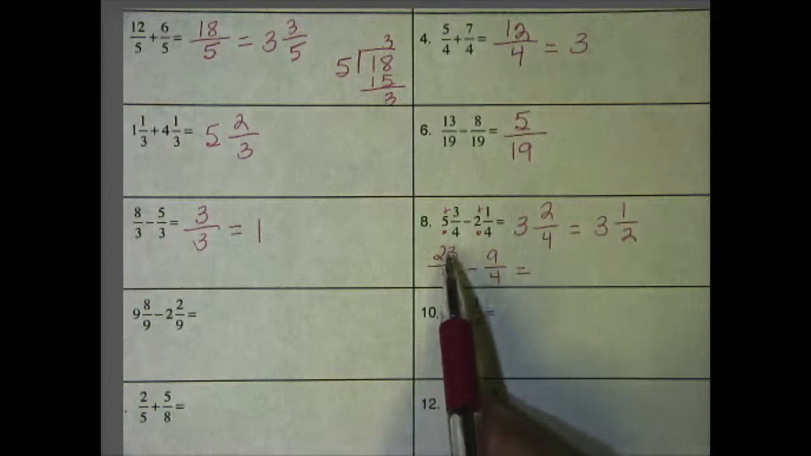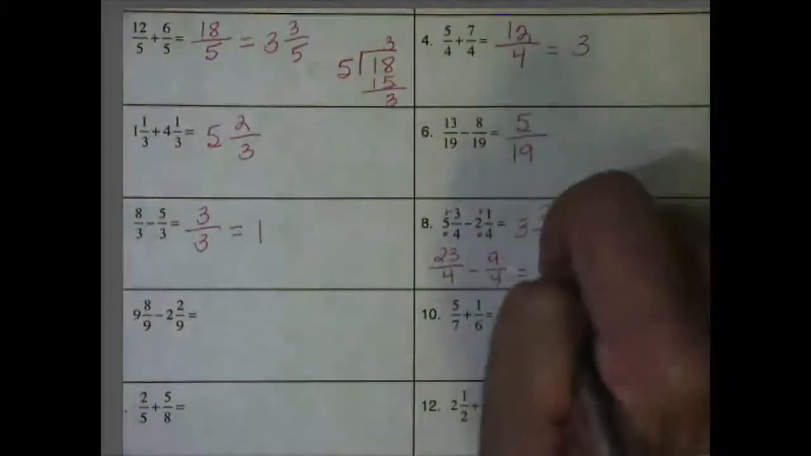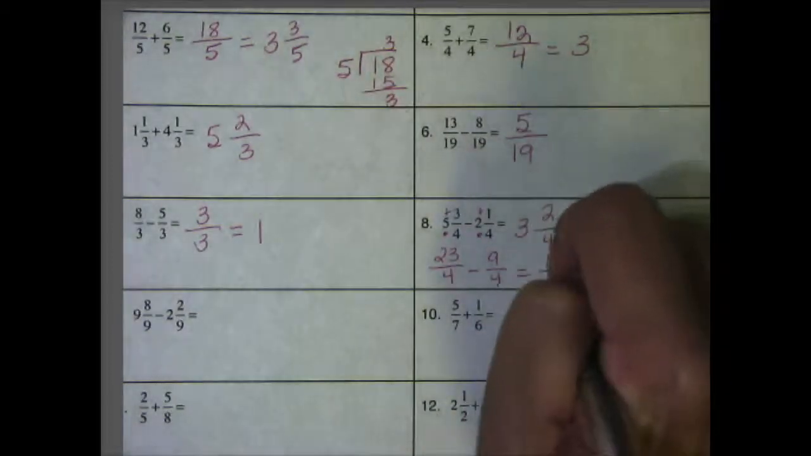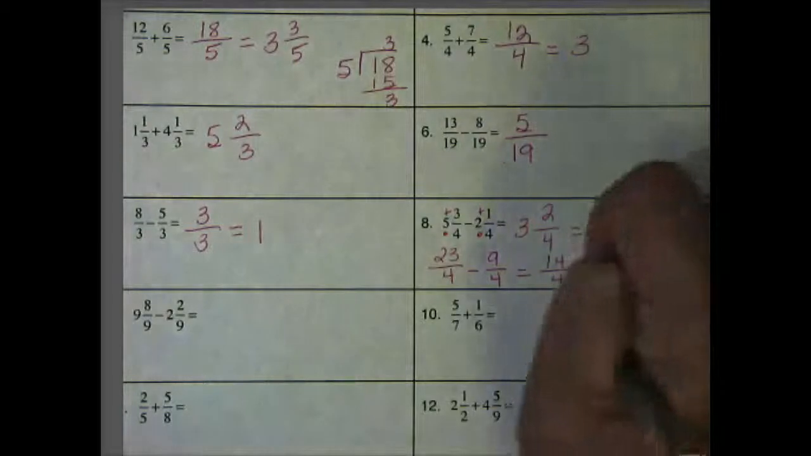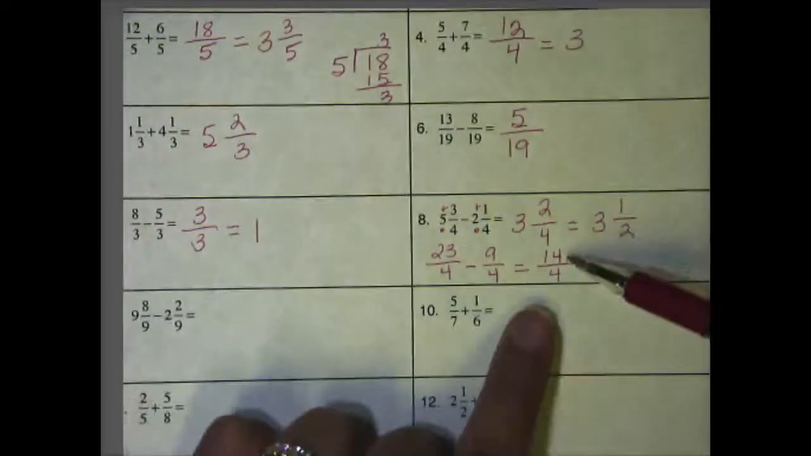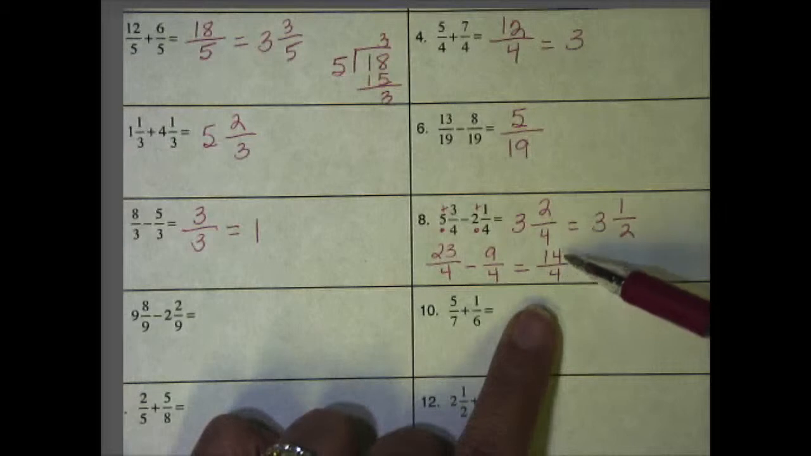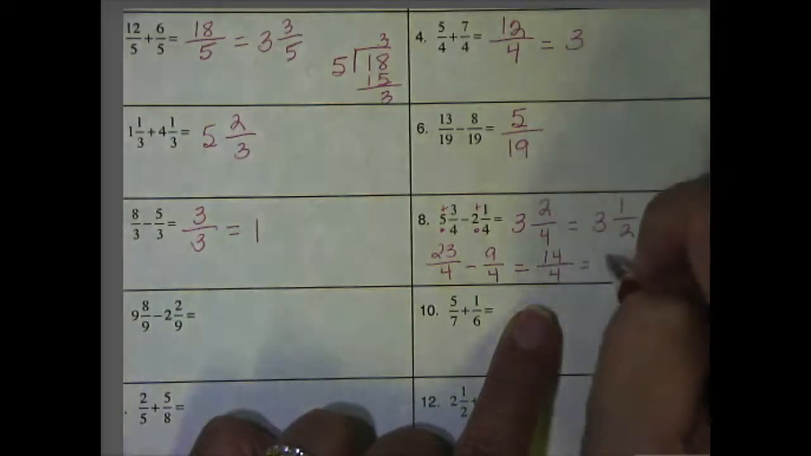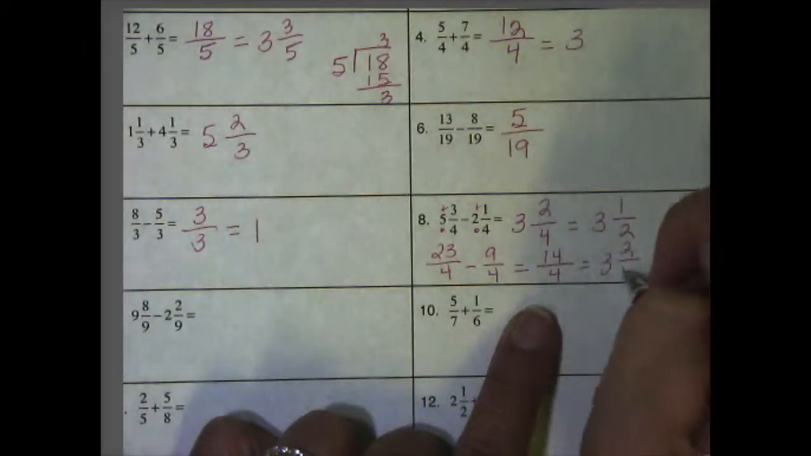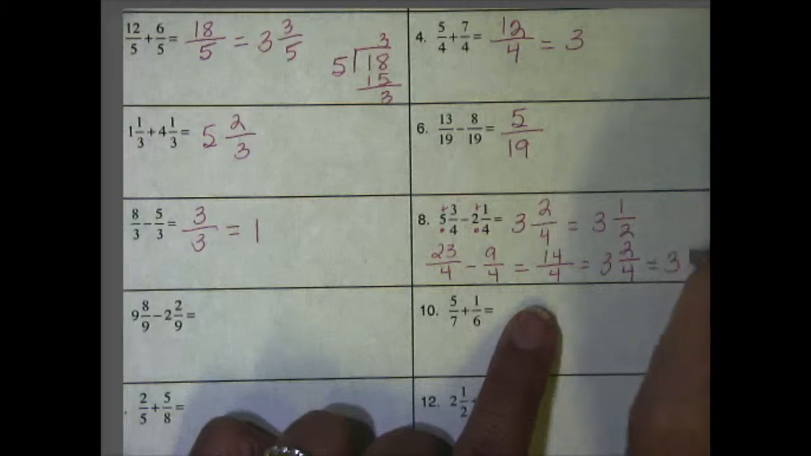Now we subtract our numerators. 23 minus 9 is 14. Denominator remains the same. And because we have an improper fraction, we change it to a mixed number, just like we did up in number 3. 4 goes into 14 3 times, with 2 left over. Denominator stays the same. Simplify.